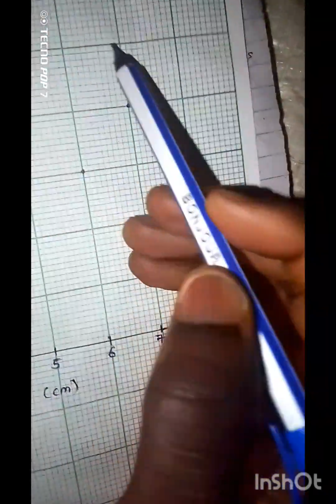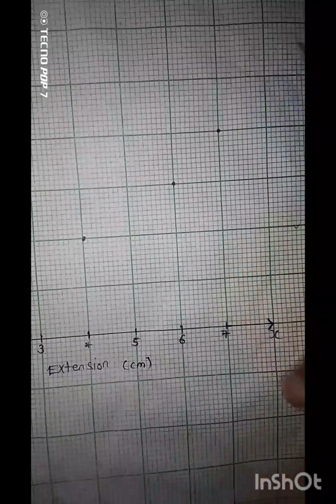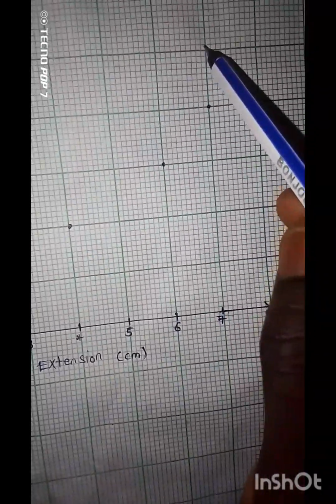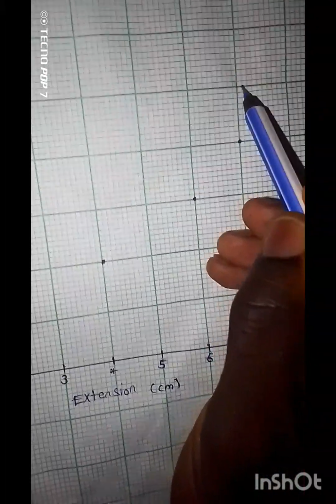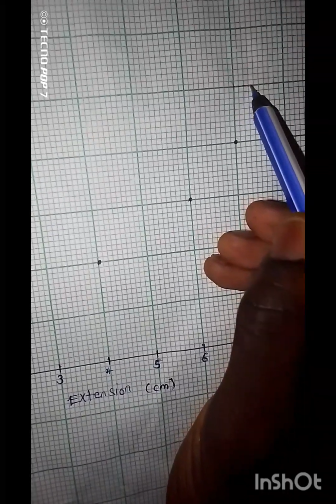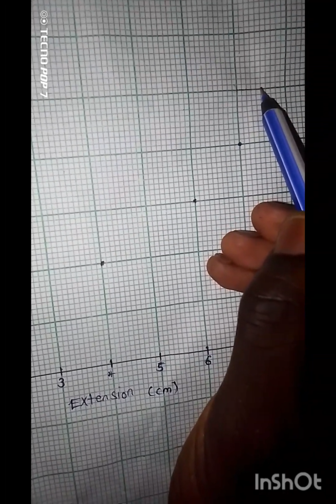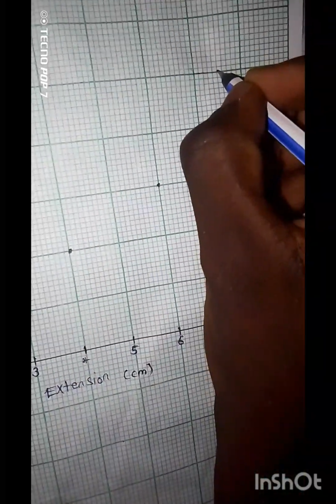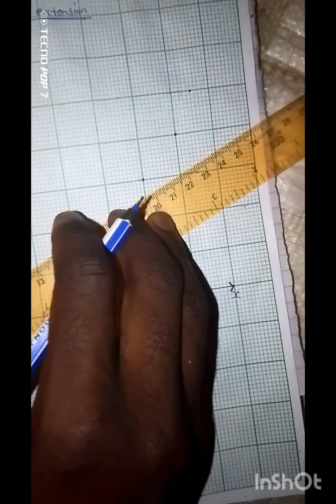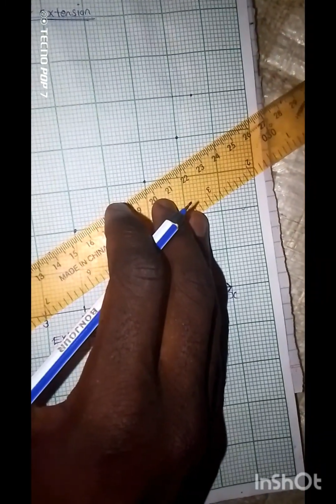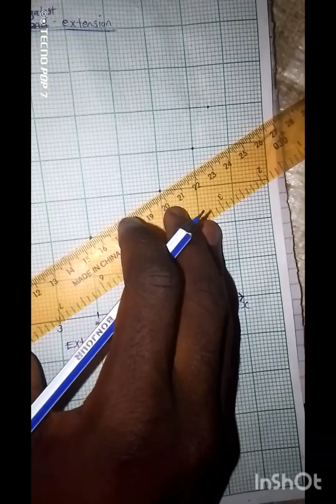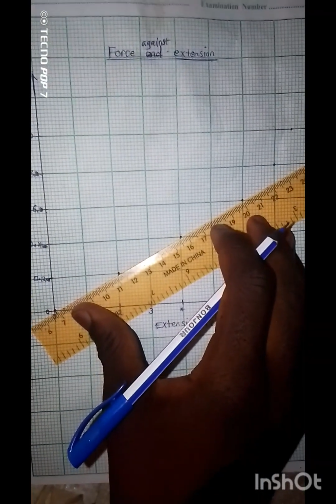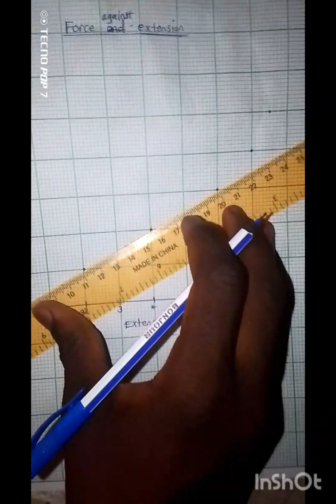Then we have 7.5. 7.5 goes with what? With 1. So we go where there's 1, it's here. Now we know that here it's 7, so when you reach here, we have 7.1, 0.2, 0.3, 0.4, 0.5. So 7.5 is here. Then you get your ruler like this. You have seen what I've done. You start joining the points. That's what you are going to do. You use your ruler.